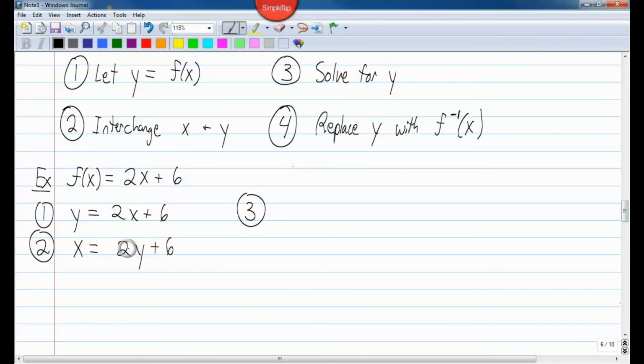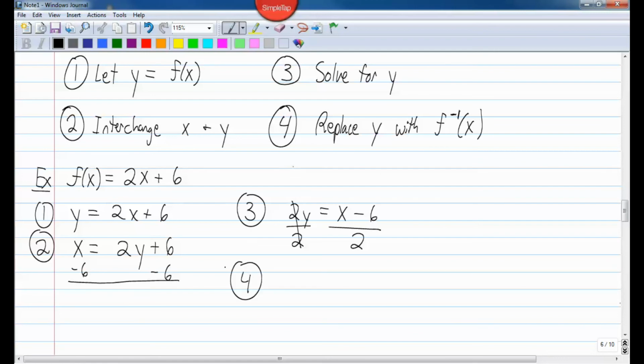Alright, so if I wanted to get this 2y term by itself, I would have to subtract 6 from both sides first. So then I would have 2y equals x minus 6. Now to get y by itself, I need to divide both sides by what? 2. That's right. Now I have y equals. Once you have y to the first power equals, you've solved the equation for y.